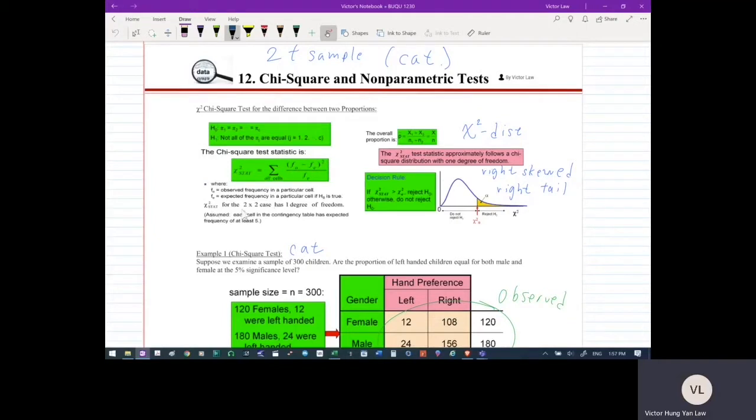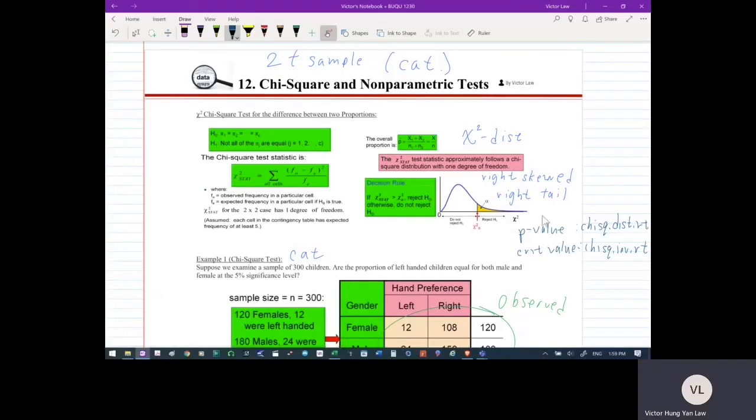For the chi-square statistic for 2 times 2 cases, we have a degree of freedom of 1. For the decision rule, it's the same as before. As long as our statistic is greater than the critical value, we can reject H null. Otherwise, we do not reject H null. In terms of distribution, chi-square is similar to the F distribution, where we have the right tail, meaning it is right skewed. When calculating the chi-square statistic, we're interested in the right side, just like the F distribution. The formula to calculate the p-value for chi-square is CHISQ.DIST.RT, and for the critical value is CHISQ.INV.RT. Those are the two formulas we're going to use.